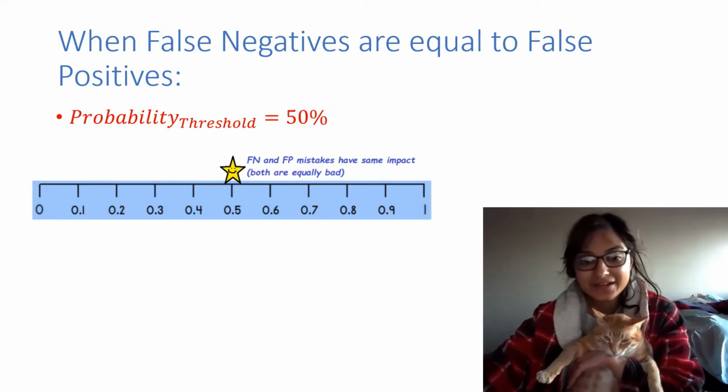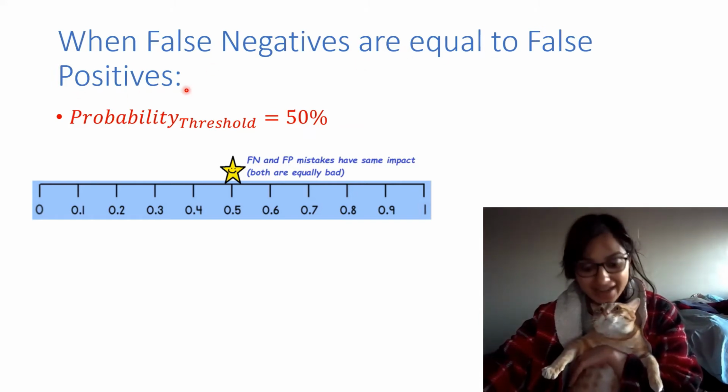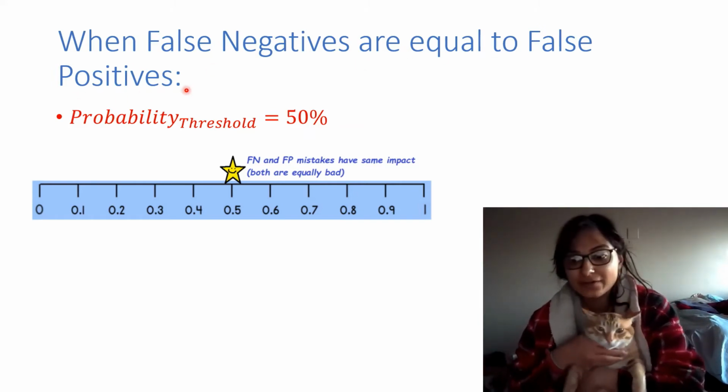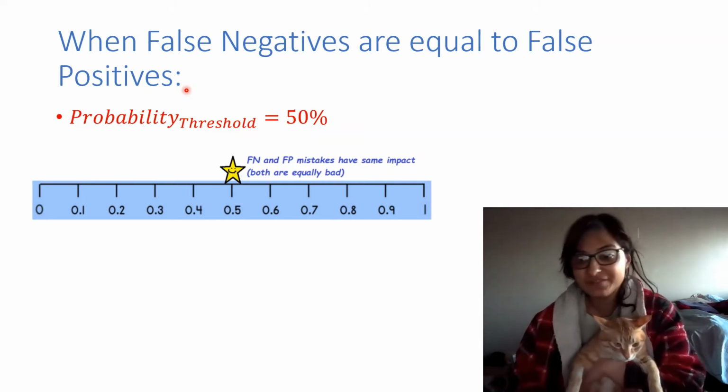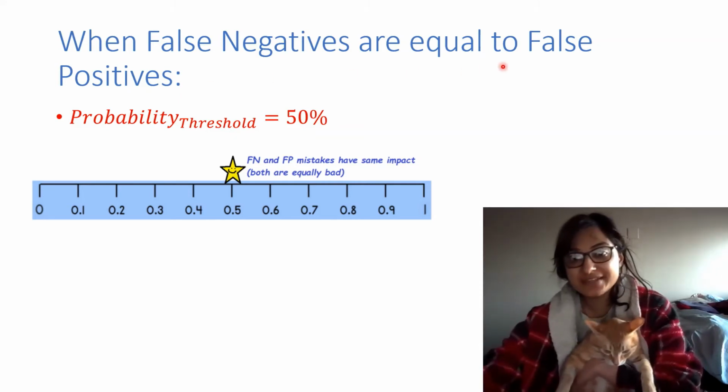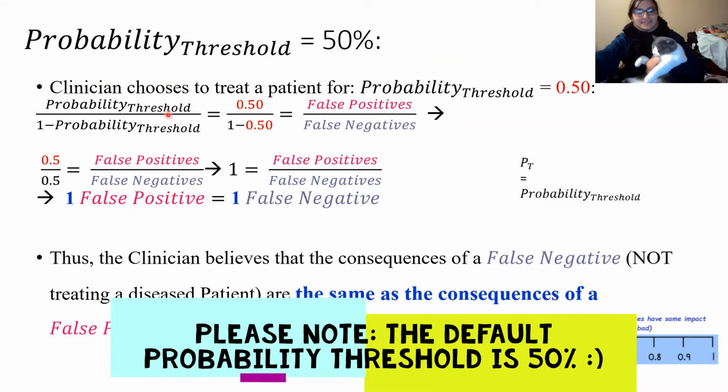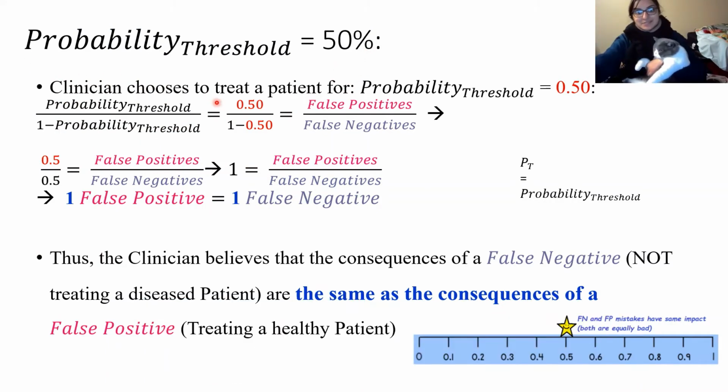Next, we will talk about when false negatives are equal to false positives. And that is a default, like a probability threshold of 50%. Then both mistakes are equal. So for this probability threshold of 50%, like a coin flip, the clinician chooses to treat a patient if the patient has a predicted probability of the disease that is greater than or equal to 50%.